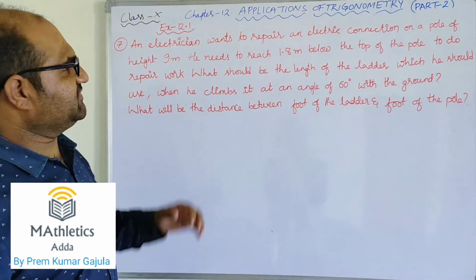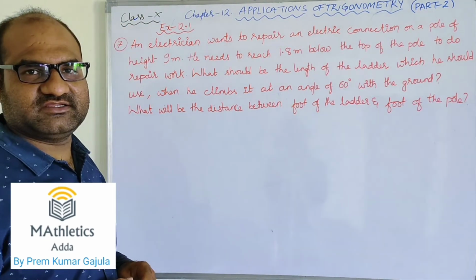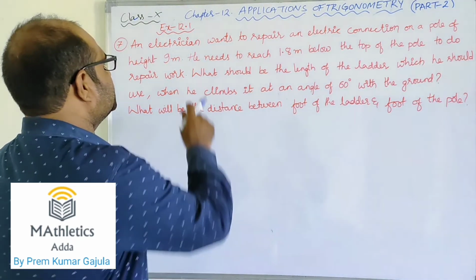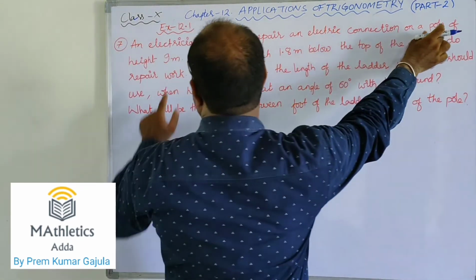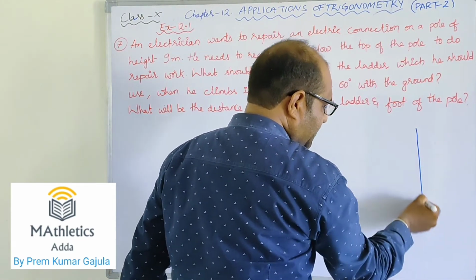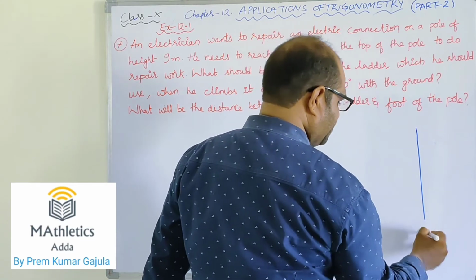Okay. So now first of all, let us draw the diagram neatly. Then we can understand what we should find and how we should find. So what is given? A pole of height 9 meters. So I am taking one 9 meter pole. Okay, this is the pole.